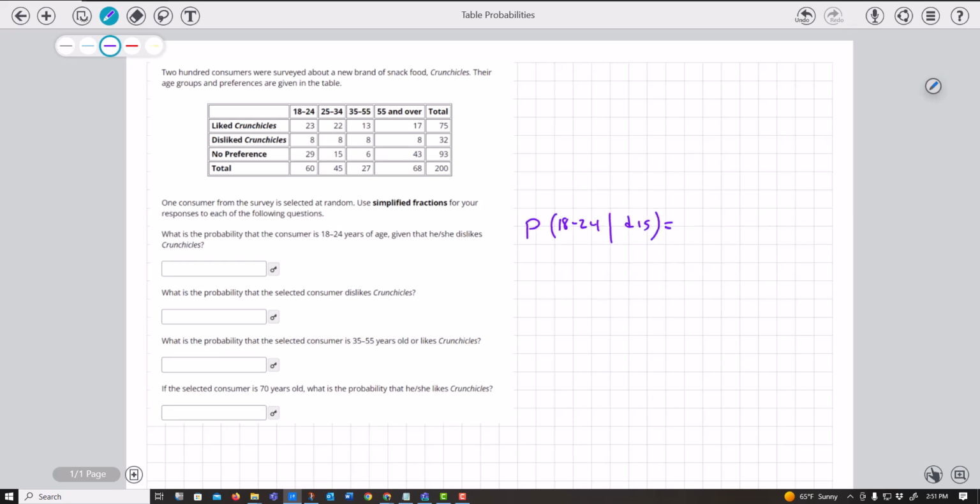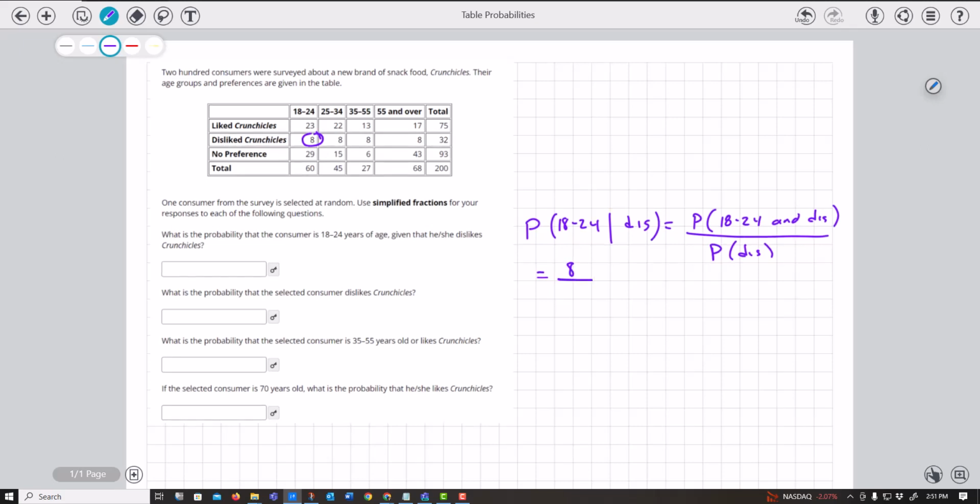So the formula for a given is the probability these both occur, so an and dislikes, divided by the probability of the given. So now I can simply go to my table and find the probability 18 to 24 and they dislike, which would be that 8 right there.